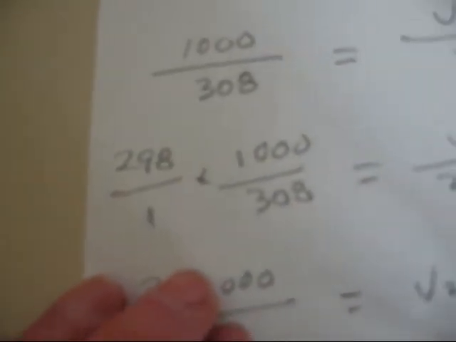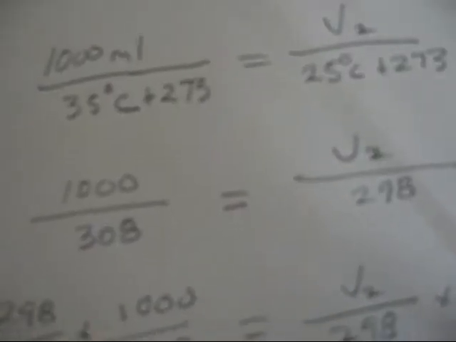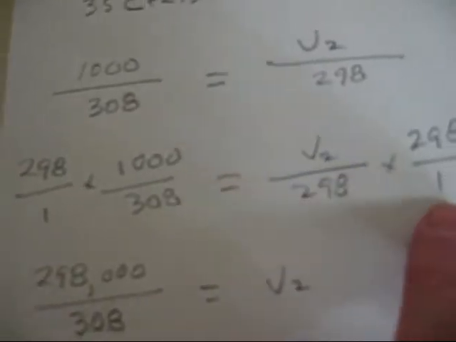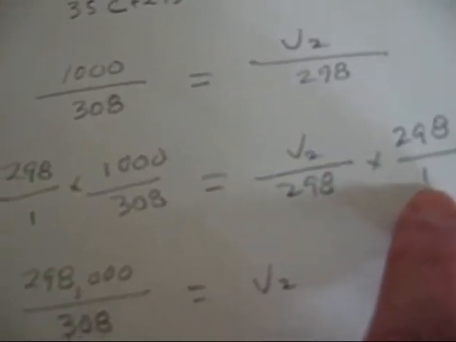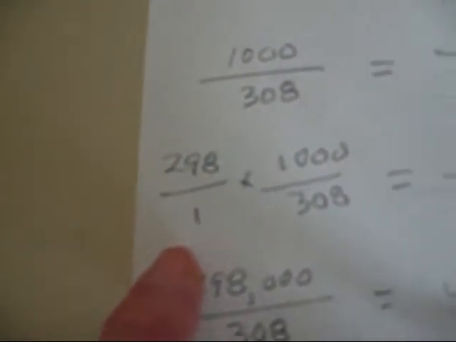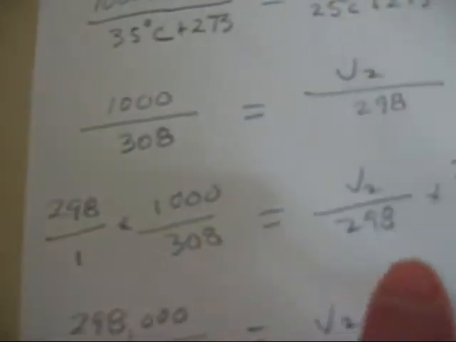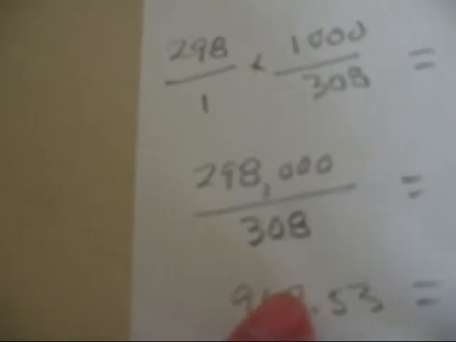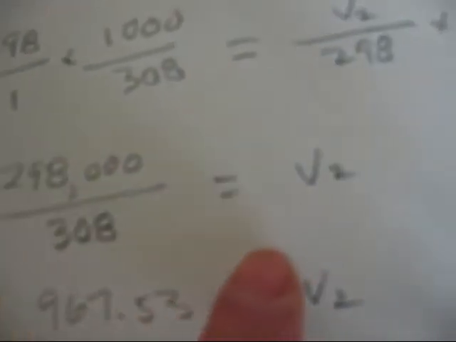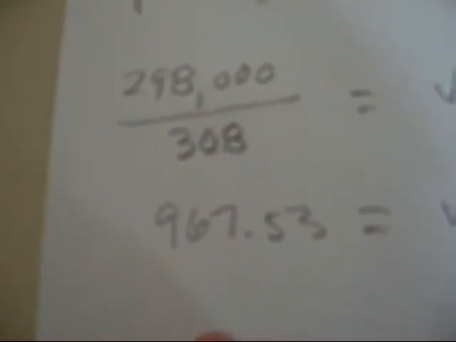And then to solve for V2, that's what we want to do here. We want to get rid of this number right here, this 298. And to do that, we multiply through by 298, which is represented by 298 over 1. So we got this half of the equation multiplied by 298, that half of the equation multiplied by 298. And that yields 298,000 over 308, and that's going to equal V2. Now if you divide 298,000 by 308, you get 967.53, and that's our new volume at the lower temperature.